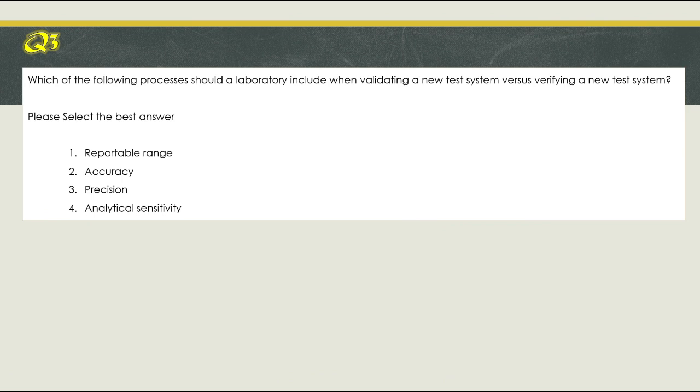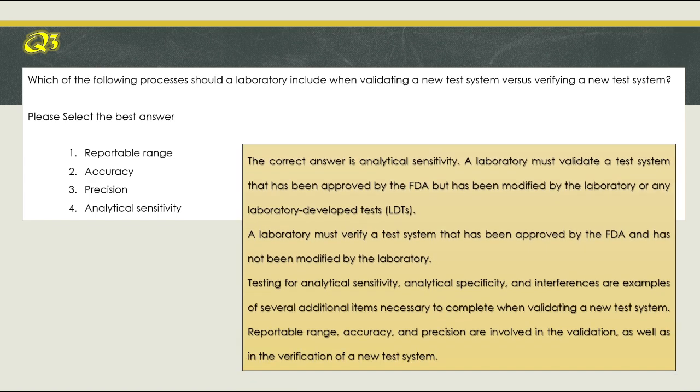Question 3. Which of the following processes should a laboratory include when validating a new test system versus verifying a new test system? Please select the best answer. 1. Reportable range. 2. Accuracy. 3. Precision. 4. Analytical sensitivity. The correct answer is analytical sensitivity.